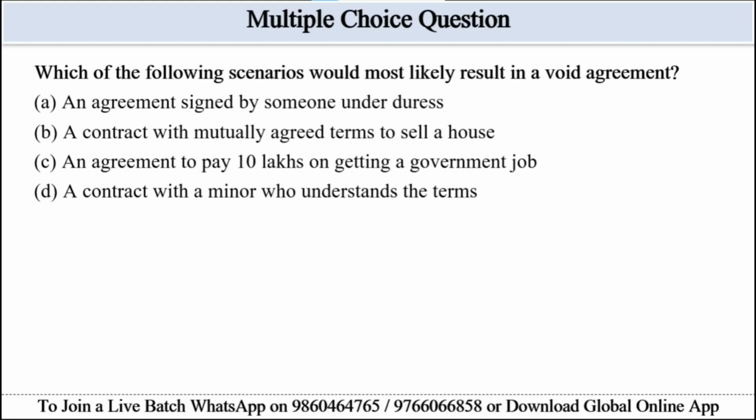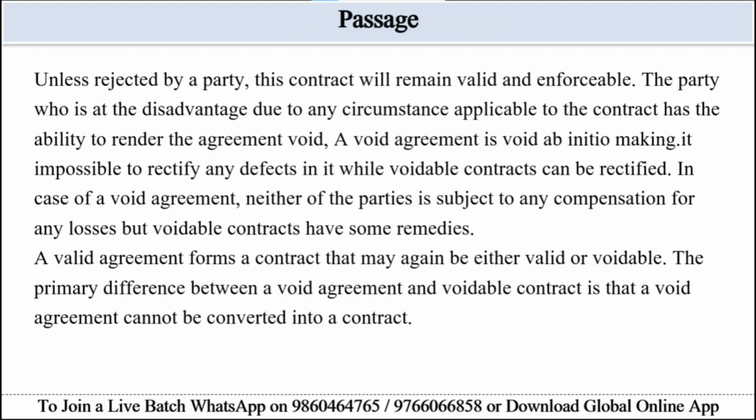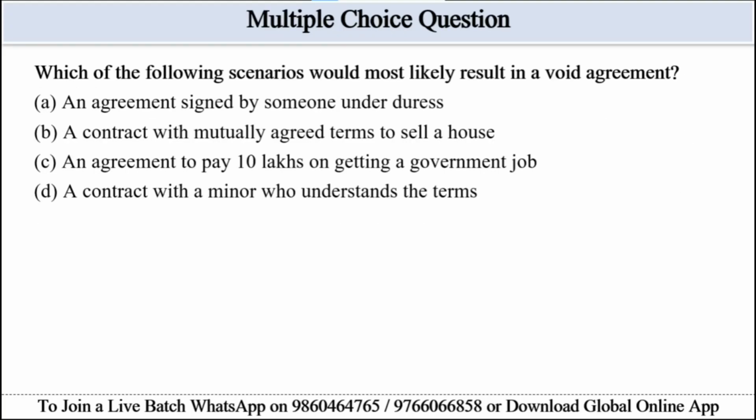So guys, let's see which are the keywords given. The keywords are void agreement and most likely. So the relevant portion of this passage for this question will be: illegality and breach of law usually produce a void agreement. On this basis, we can eliminate option B, as it says sale of a house, which is legal and enforceable. Option C, payment on getting a government job, is likely illegal or at least questionable and could lead to a void agreement. Option A can also be eliminated.